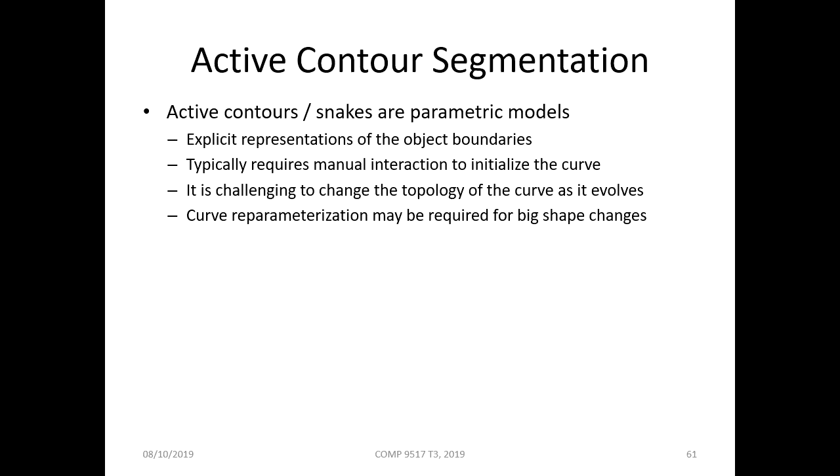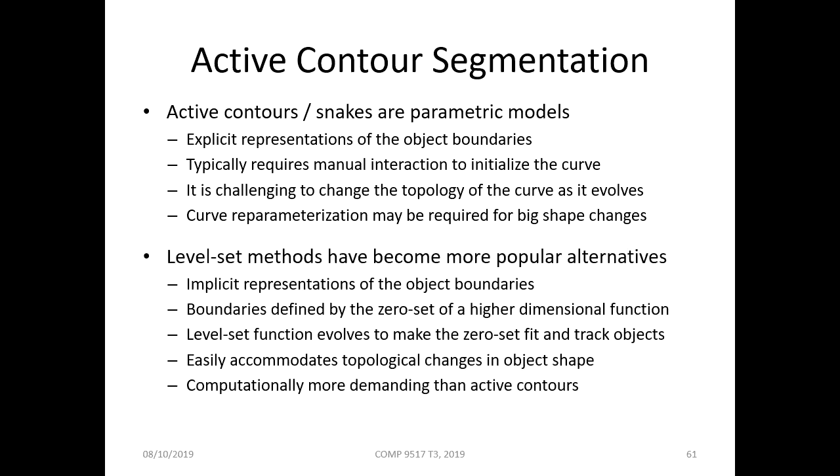So if during iterations you try to fit your model to your data, and at some point the algorithm comes to the conclusion, oh, actually I started with the wrong shape, it has the wrong topology, it doesn't fit my object, it's very hard to make topological changes to the model. It requires reparametrization of the curve, for example.